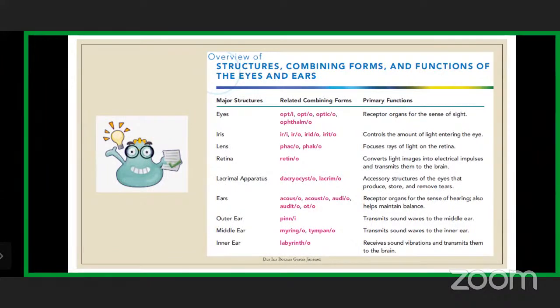The lacrimal apparatus, dacryocysto and lacrimo, you can watch it. About the ears, we have acous, acousto, audio, audit, auto. The outer ear, middle ear, and inner ear. Outer ear, pinna or pinn. Middle ear, myringo or tympan. Inner ear, labyrinth or labyrintho, depending on the suffix we are going to add.